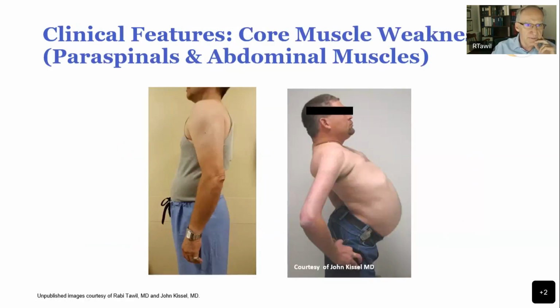The other important feature, and it causes a lot of difficulty for many patients, even if they're not wheelchair bound, is that it can affect their ability to walk. Core muscles are affected, paraspinal muscles and abdominal muscles. On the left side, you can see somebody who's fairly lightweight, but he has a prominent abdomen just because the abdominal muscles are weak. On the right side, this is somebody with very severe paraspinal muscle weakness. If he tries to straighten himself up, he will fall forward, and this is the only way he can manage to walk independently.